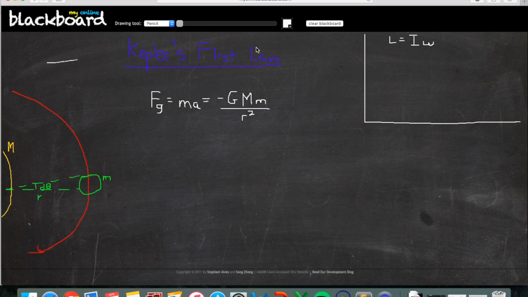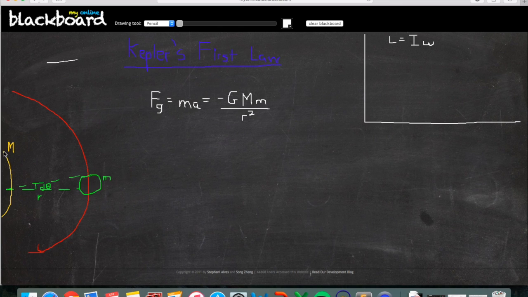What's up, YouTube? I'm here to explain the derivation for Kepler's first law. Before I continue, I just want to say that this is the law that describes the path that the planet takes. As you can see in this diagram, Kepler's law says that all planets travel in an elliptical orbit around their star.